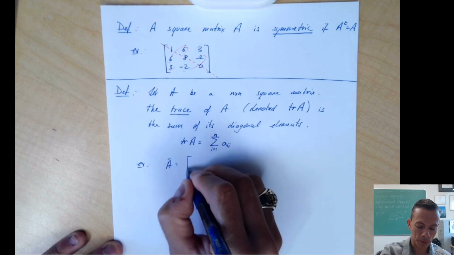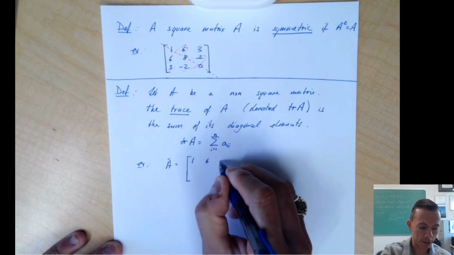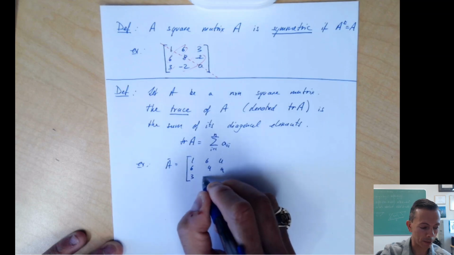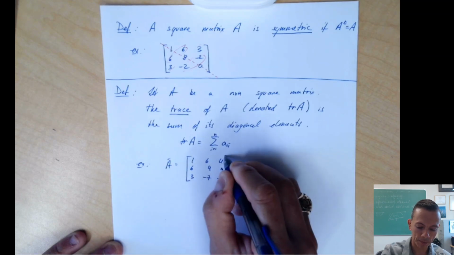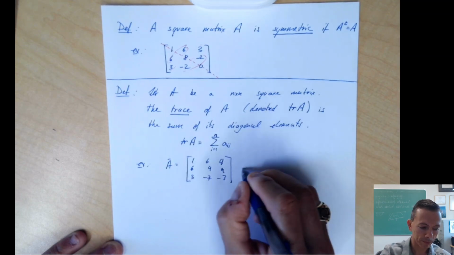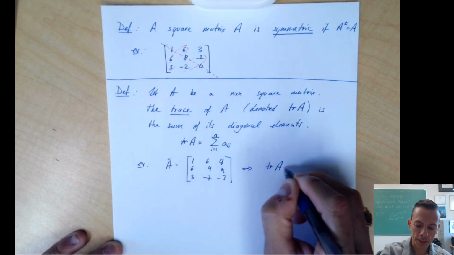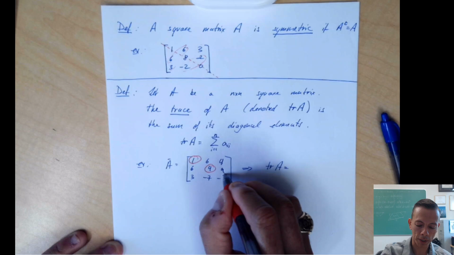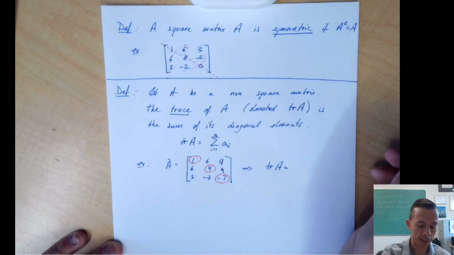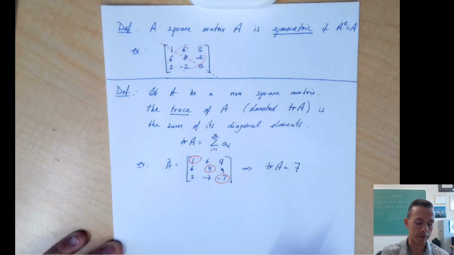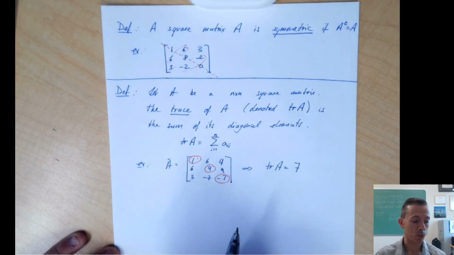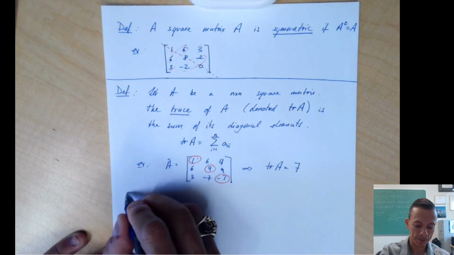So for example, if we take this matrix right here, 1, 6, 4, 6, 9, 9, 3, negative 7, negative 3, then the trace of this matrix is just the sum of these three numbers right here: 1 plus 9 minus 3, which is equal to 7. So this trace is useful in many theorems, as we'll see a little bit later on.